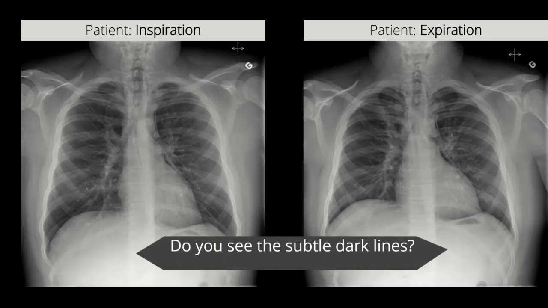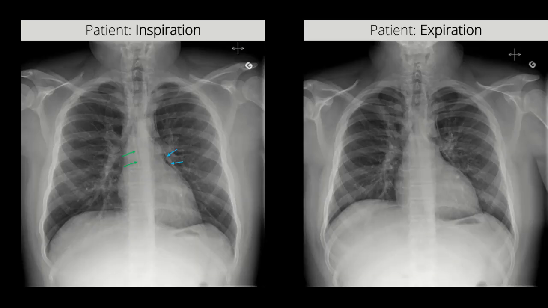Can you see the subtle dark lines? These lines are actually enhanced with expiration. What do dark lines on an x-ray indicate? Dark lines indicate air. Let's identify these dark lines.